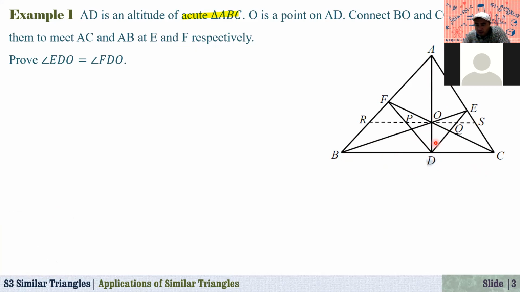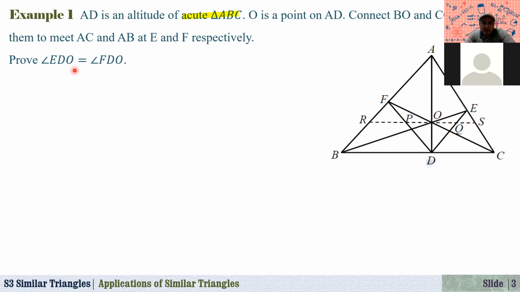Just keep in mind. I don't want to write this, otherwise it will be confusing. That's why I don't want to draw the angle here. After that, it says to connect BO and CO. So here we have O, a point on AD, and we connect it with BO and also CO. And after that, we extend this line and produce it until it meets the line segment AB. So it meets the line segment AB at F. And also BO meets the line segment at E.